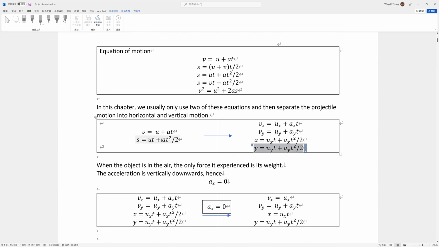Actually, I didn't change anything. I just make V be Vx, U be Ux, A be Ax. And S will become X, and for vertical, S becomes Y. Okay, can you see it? Understand? I didn't change anything else. I just rewrite these 2 equations into horizontal motion and vertical motion. Any questions here?